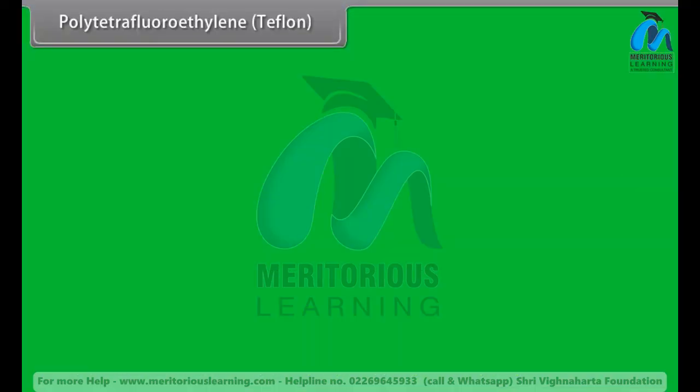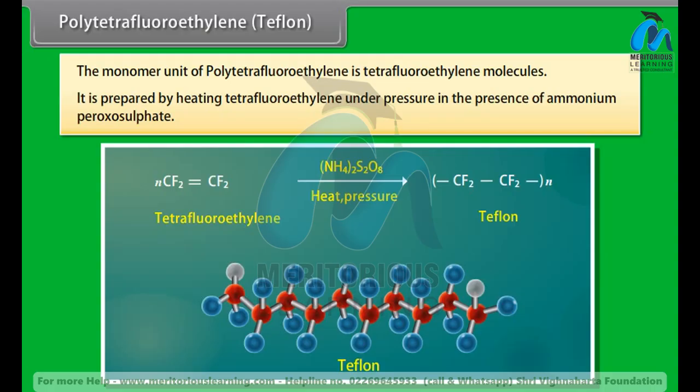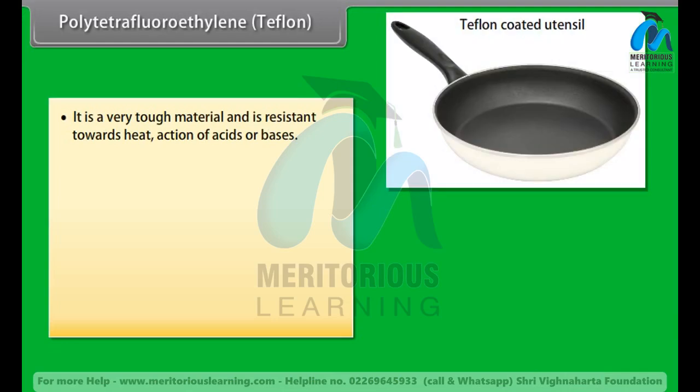Polytetrafluoroethylene, Teflon. The monomer unit of polytetrafluoroethylene is tetrafluoroethylene. It is prepared by heating tetrafluoroethylene under pressure in the presence of ammonium peroxosulfate. It is a very tough material and is resistant towards heat, action of acids or bases. It is a bad conductor of electricity.